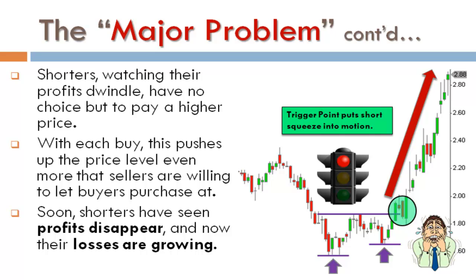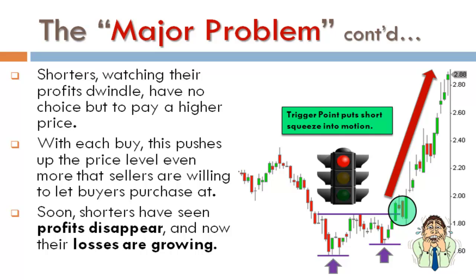So really, they have no choice. But hey, my profits are dwindling. I've got to lock in some profits here. So I just have to pay a higher price. I wanted to get this price, but that price is gone now. But instead of watching my profits evaporate, I'll just pay at this higher price, even though I didn't want to. So they start paying at higher prices.